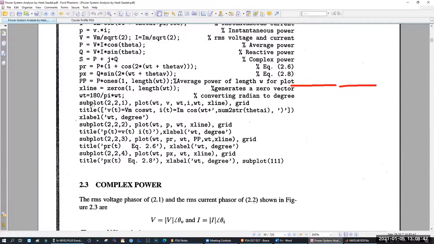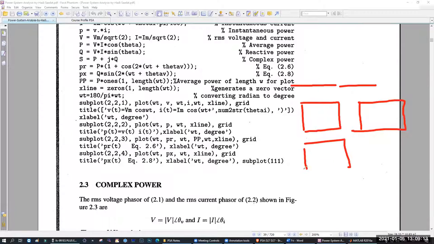So this is not needed. Subplot. We have to go for the subplot. Okay. Average power, PP, we do not need it. See. Subplot means you have to show the graph like this. Here you will have a voltage graph. Here you will have the current graph. Here you have the power graph. Here you have the real power or reactive power graph, something like that. Okay? So this is called subplot. One plot means it will show you one graph. But subplot means it will show you 2, 4 graphs, something like that.